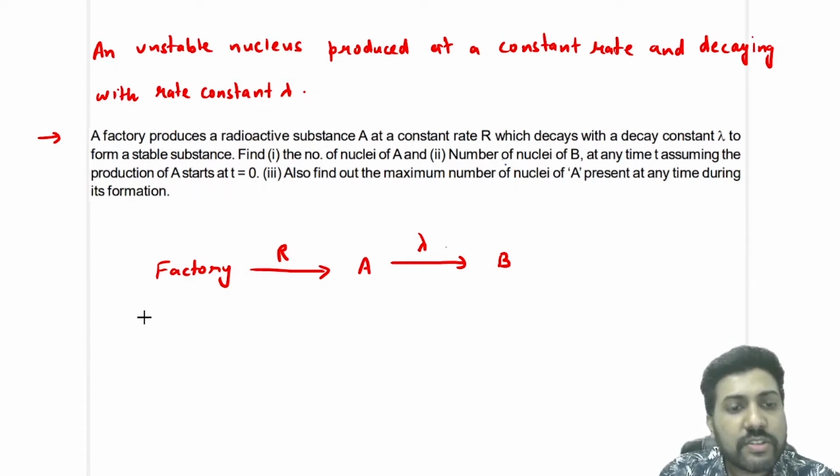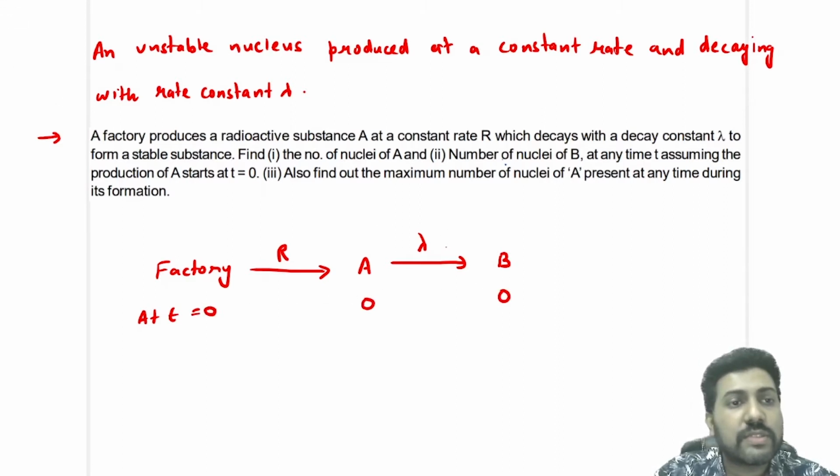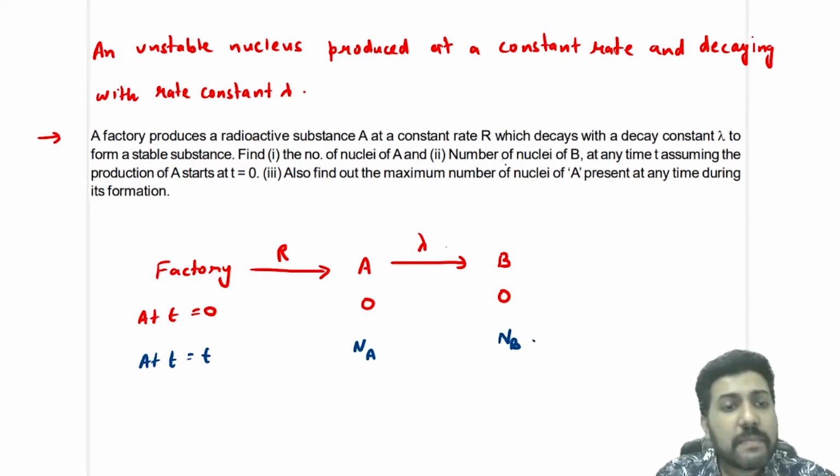That means we have to assume that at t equal to 0, the number of nuclei of A is 0 and the number of nuclei of B is also 0. And at any time t, the number of nuclei of A is, suppose, Na and the number of nuclei of B is Nb.